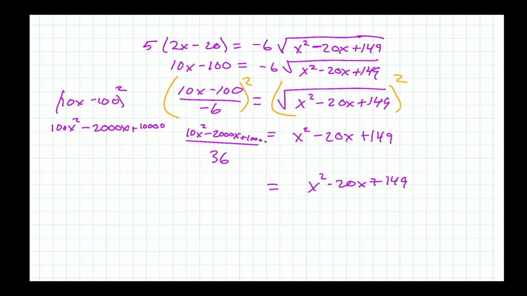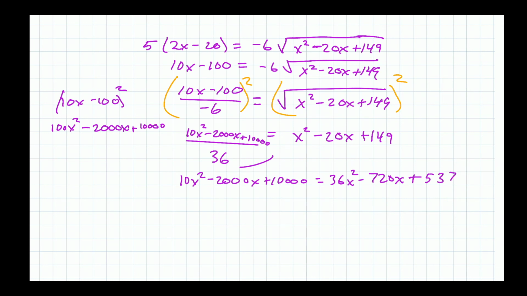All right. I'm going to bring this 36 back up to the other side, actually. So let me just rewrite this. First of all, I'm going to write the 10,000 so it's somewhat legible. And then I'm going to bring that 36 up to the other side. So I'm going to have 10x squared minus 2000x plus 10,000 equals 36x squared minus 20 times 36, 720x, plus 36 times 149. Awesome. 5364. Yay, calculator.